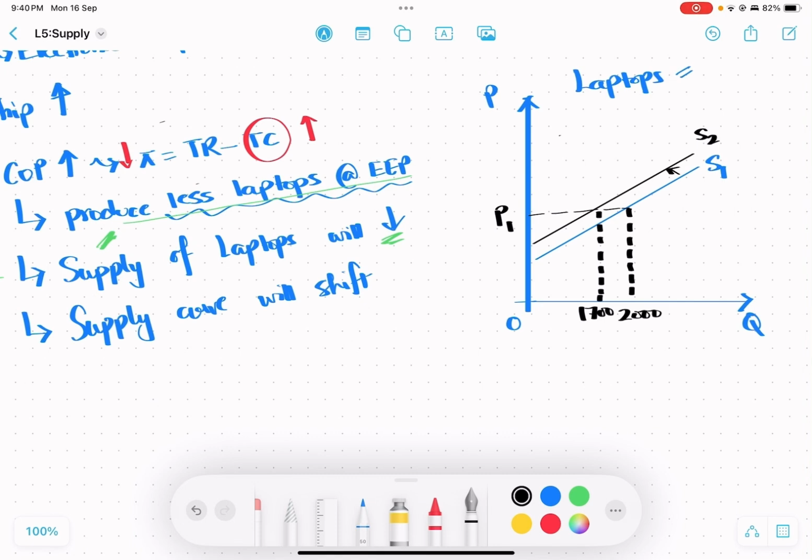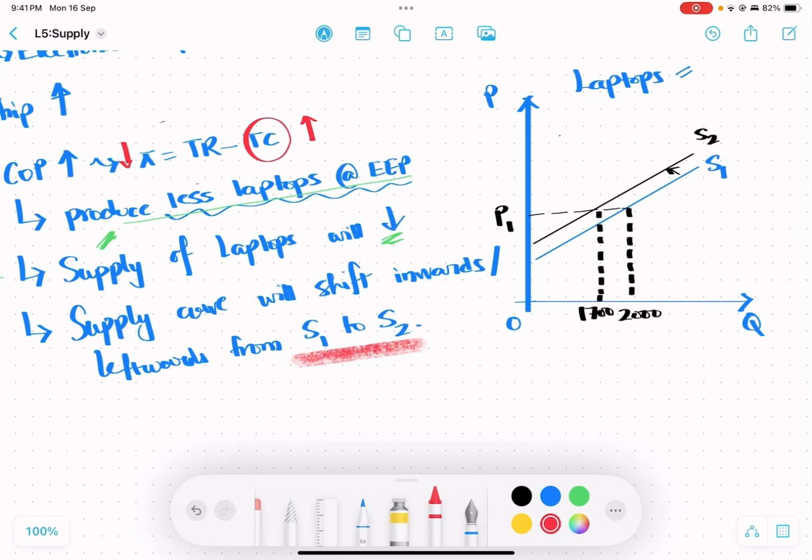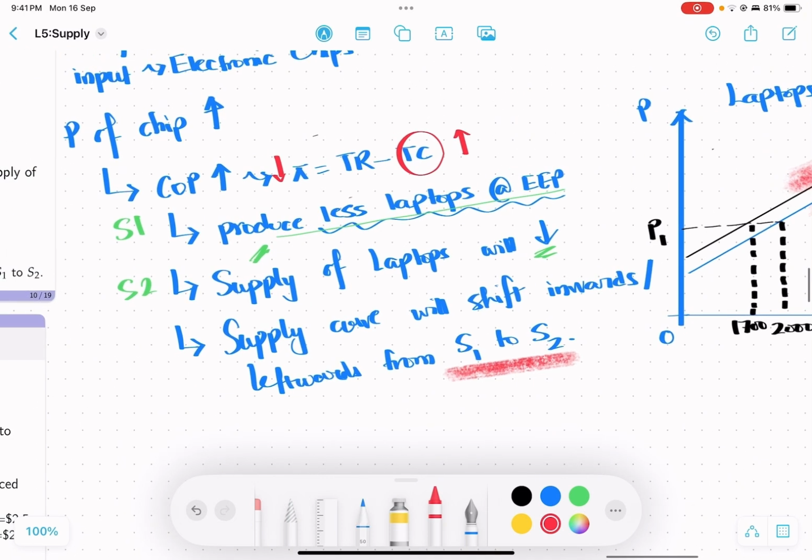It shifts inwards. Let's now complete that sentence: the supply curve will shift inwards, or you can say leftwards, from S1 to S2. Always make a reference to your graph. S1 and S2 make it very clear to the reader, or anybody who's reading it, that it goes from this curve to this curve. You should always make it very clear to the reader how they should interpret the curves you're drawing. With this, we end the discussion on the first shift factor.